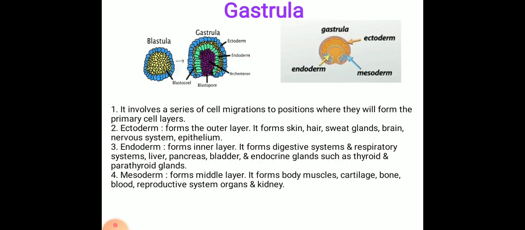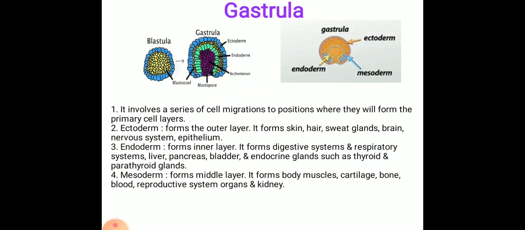Okay, already we have studied in the first year the levels of organization. Cells combine together to form tissue, tissues form organs, organs combine to form organ systems, and organ systems combine together to form the organism. So it happens like that. The organs form organ systems, and the organ systems form the organism. Okay, this ends the early development of the human.